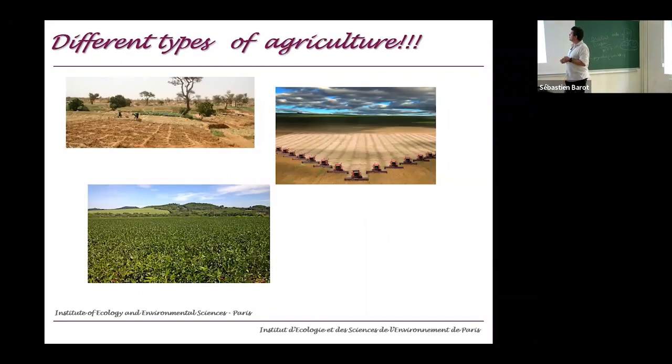Obviously one problem is that at the global scale, we have very many different types of agriculture. So what I have said now would apply to this type of agriculture, to intensive, nearly industrial agriculture. Of course, in many places in the world, you have more traditional agriculture, as in the upper left corner. And my understanding would be that traditional agricultural systems are much more sustainable than this system. But of course, some of these traditional systems might not be sustainable.